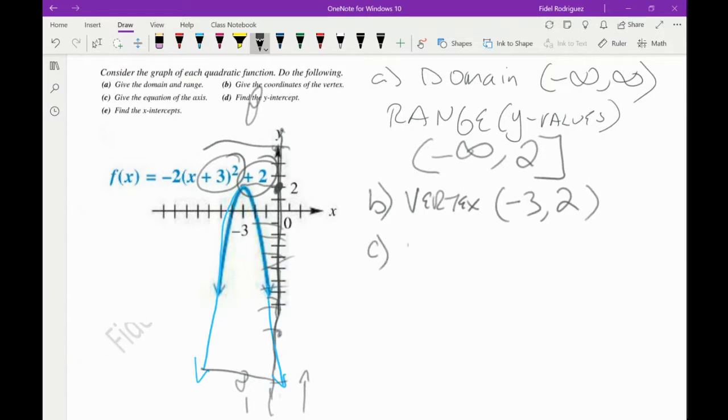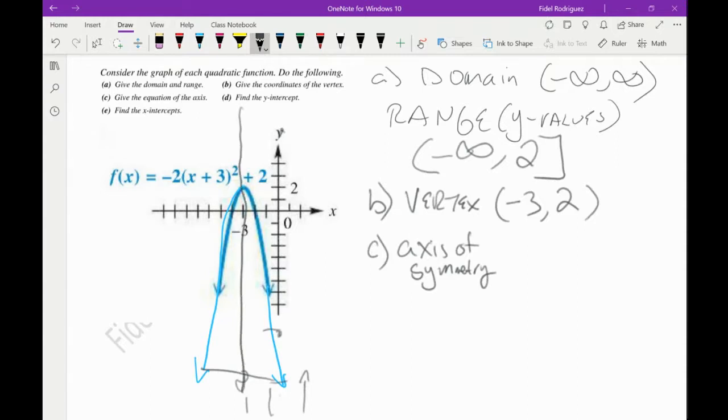Part C says, can we find the equation of the axis? Remember, this is the axis of symmetry. And to give you an idea of what that looks like, it's the line that cuts the graph directly in half. So look, that line passes right through -3. So it's always going to be x equals, whatever the x number is right here. Every single time it'll always be that number. Okay.